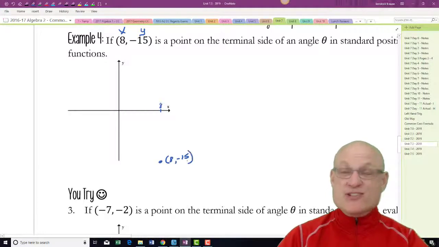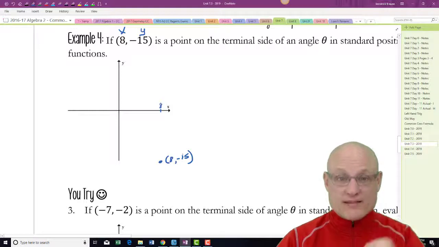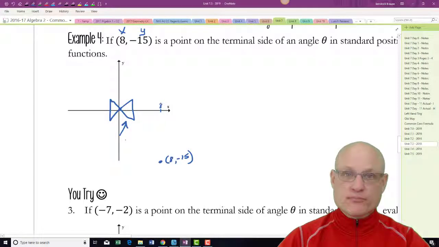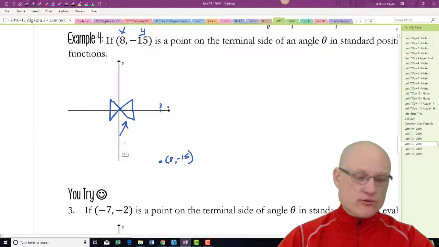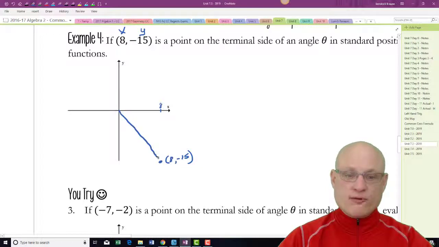Now, nothing's changed. Make a reference triangle with the x-axis. Remember, it's got to be one of these triangles. We want this one. It's got to be one of those 4. So, I'm going to make a reference triangle in the 4th quadrant.